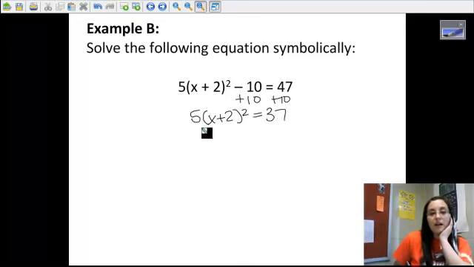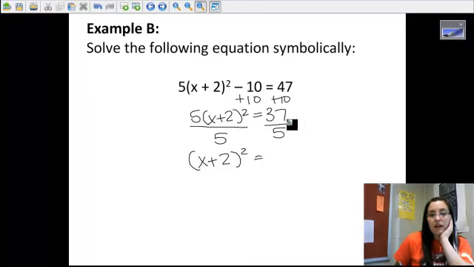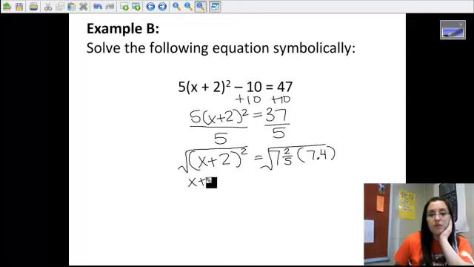Now I just want to get rid of any coefficients, and in this case 5 is a coefficient. I'm going to divide by 5, and I'll get x plus 2 squared equals, and I'll just divide this out: 37 divided by 5 is 7 2/5, which I know equals 7.4. Then we get rid of the exponent by taking the square root of each side, and I'll get x plus 2 equals the square root of 7.4.